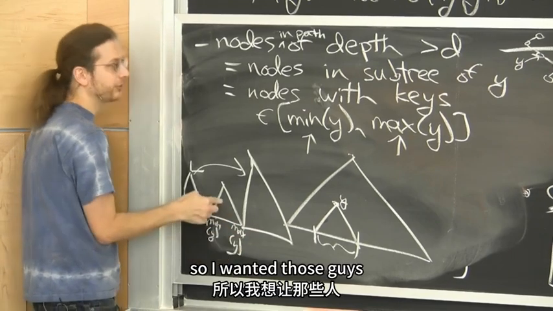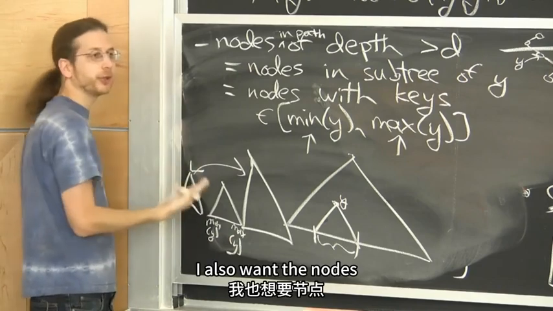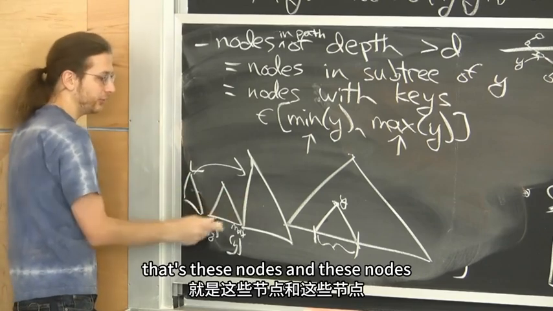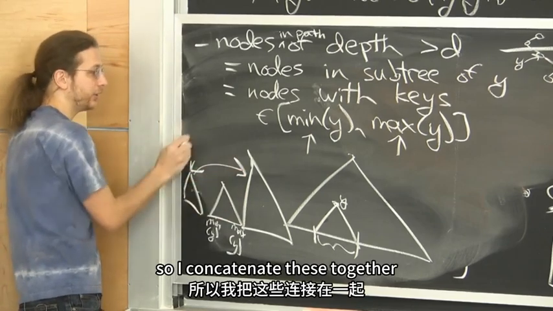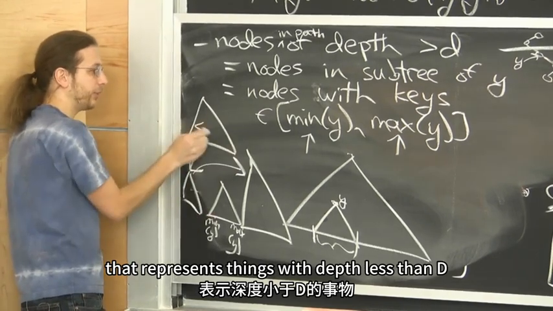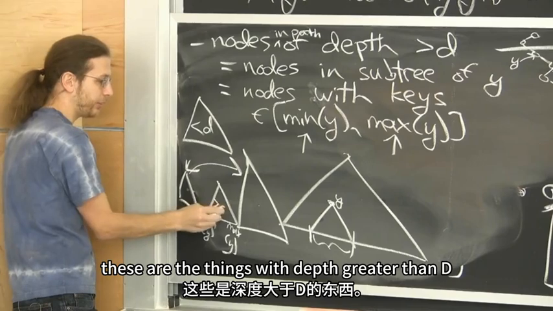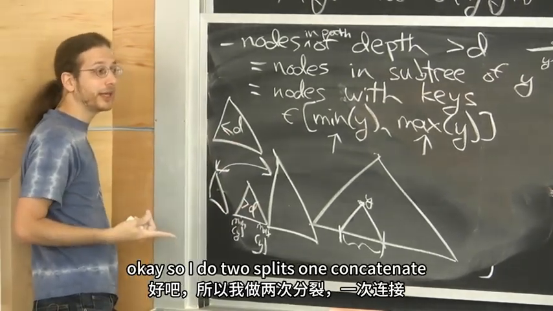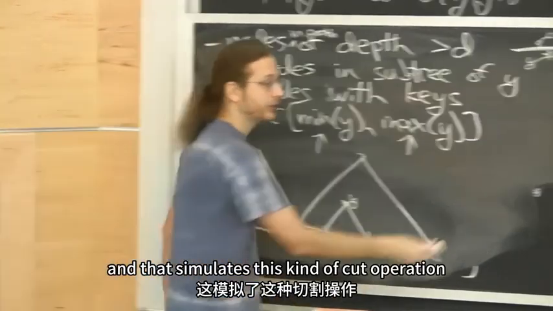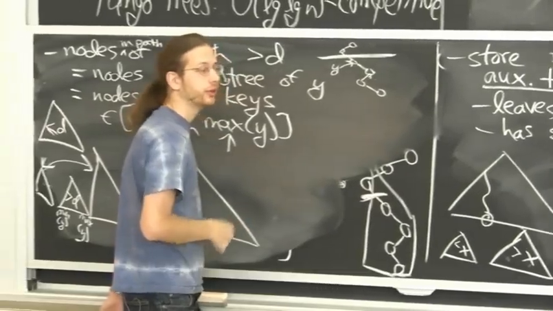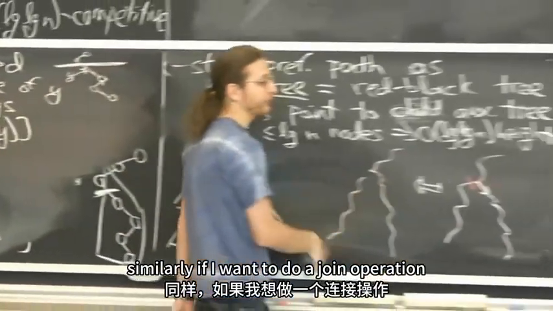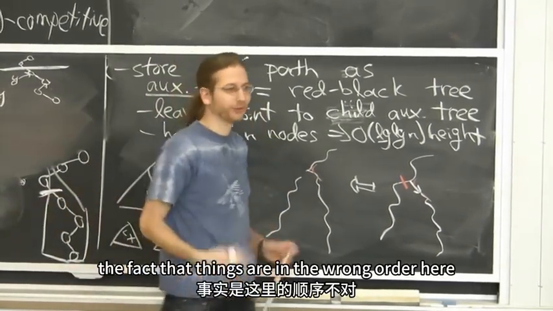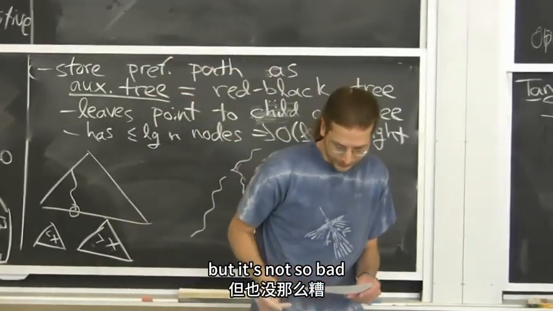So I wanted those guys. Those are the nodes that are deeper than d. I also want the nodes altogether that are less deep than d. That's these nodes and these nodes. So I concatenate these together, get one big tree that represents things with depth less than d. These are the things with depth greater than d. Okay, so I do two splits, one concatenate, and that simulates this kind of cut operation. Similarly, if I want to do a join operation, it's a constant number of splits and concatenates, and I'm done. Just dealing with the fact that things are in the wrong order here, but it's not so bad.